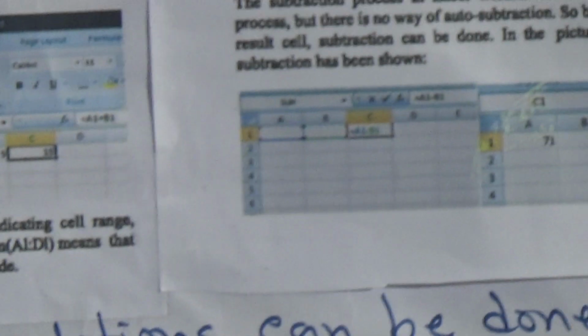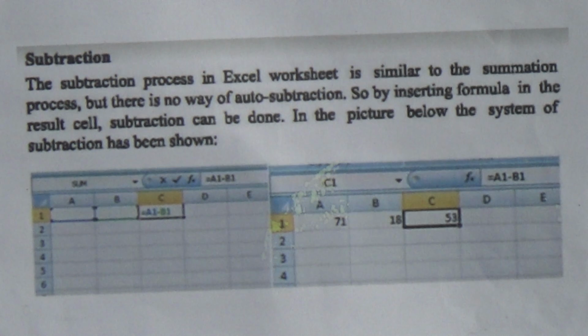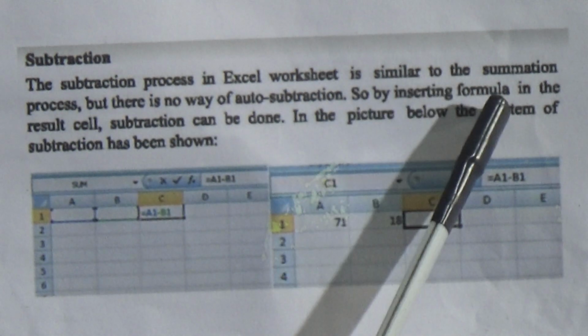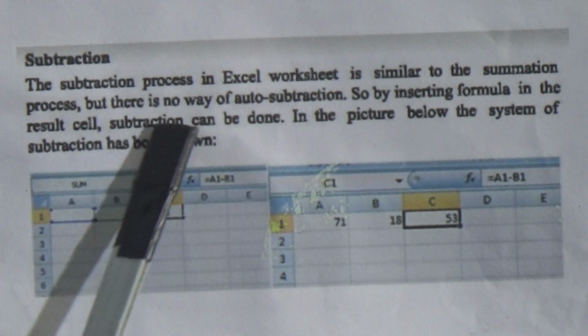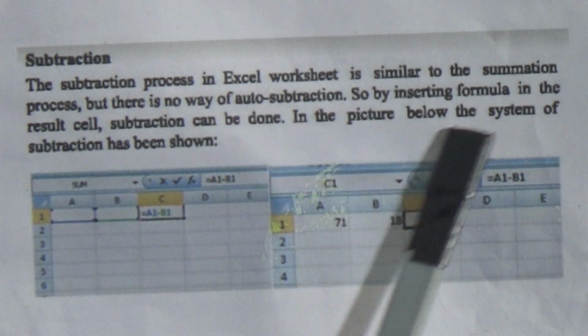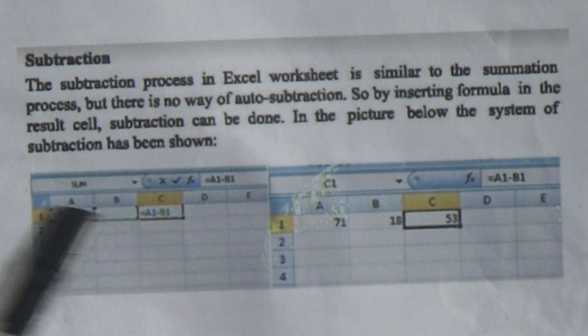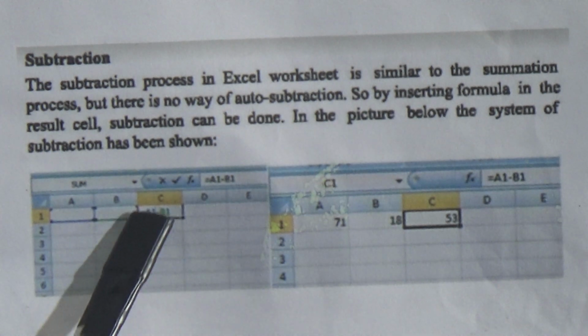Okay, now let's start to do subtraction in our Excel or spreadsheet program. The subtraction process in an Excel worksheet is a little bit different because there is no automatic subtraction process. So by inserting a formula in the result cell, subtraction can be done. In the picture below, the system of subtraction has been given. You need to drag your cursor to the result cell and then you can write.